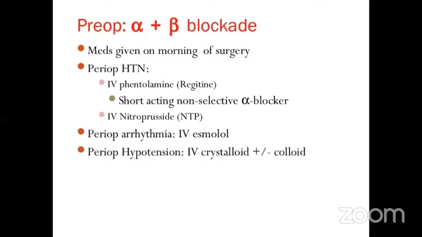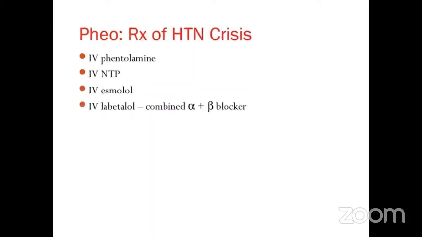For peri-op hypertension, we give IV phentolamine, which is a short-acting non-selective alpha blocker, or IV nitroprusside. For peri-op arrhythmias, IV esmolol. Hypotension is treated with IV crystalloid plus or minus colloid. For the treatment of hypertensive crisis, options include IV phentolamine, nitroprusside, esmolol, and labetalol.